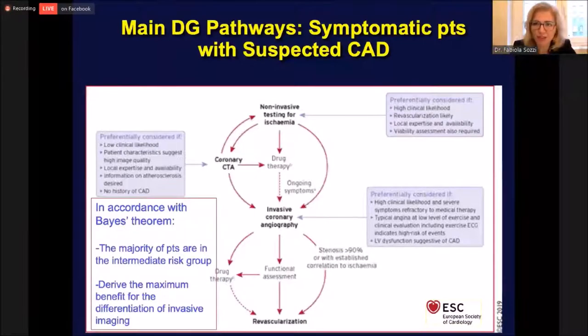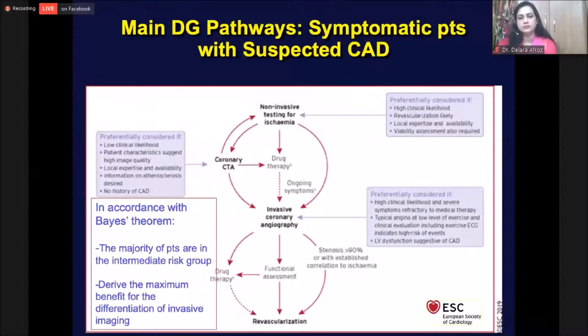We stratify patients. This is taken from the 2019 guidelines for chronic coronary syndrome. And the European Society guidelines are saying that, of course, in accordance with the Bayes theorem, the majority of our patients are in the intermediate group of risk of coronary artery disease because of risk factors. And that group is the one that derives the maximum benefit from the differentiation of the population between intermediate and high risk. I want to make it more clear.